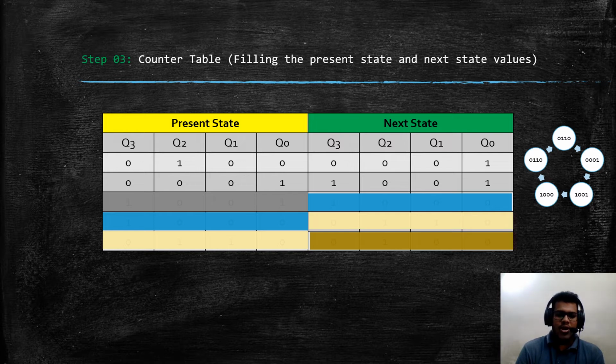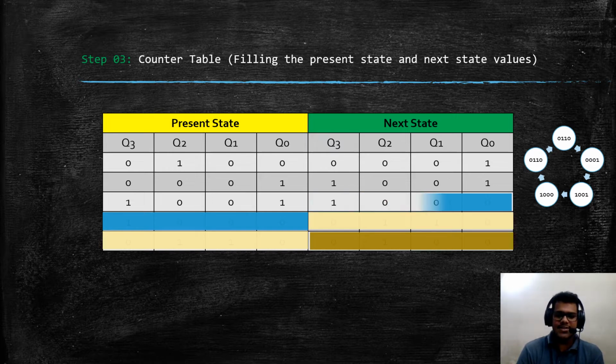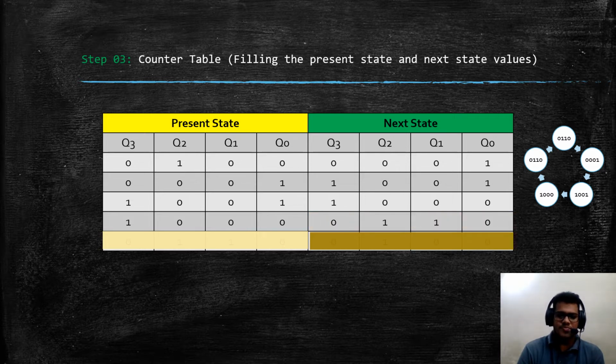It will be our present state again, 1001, and the next state is 1000. It will be our present state again, 1000, and the next state is 0100. From here it will go back to our first present state, 0100.